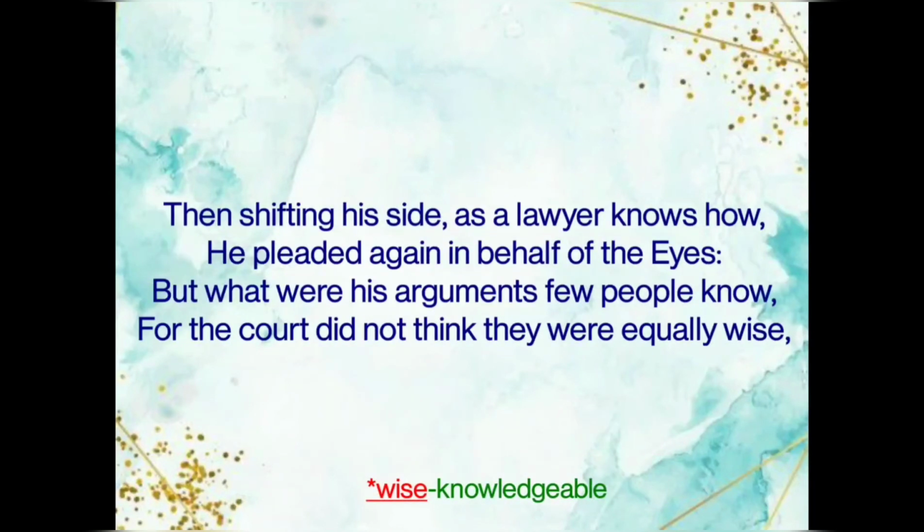Then, shifting his side as a lawyer knows how, he pleaded again in behalf of the eyes. But what were his arguments, few people know, for the court did not think they were equally wise. The poet says that as lawyers do, the tongue, who was a lawyer here by far, was arguing in favor of the nose, now shifted its side and started arguing the case in favor of the eyes. But whatever arguments were put forth by it were not convincing or equally wise, so nobody paid attention to it.